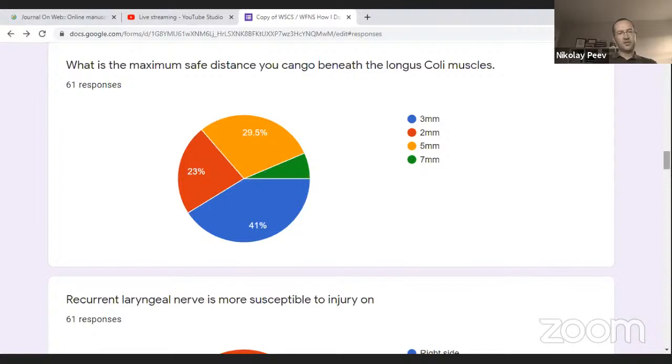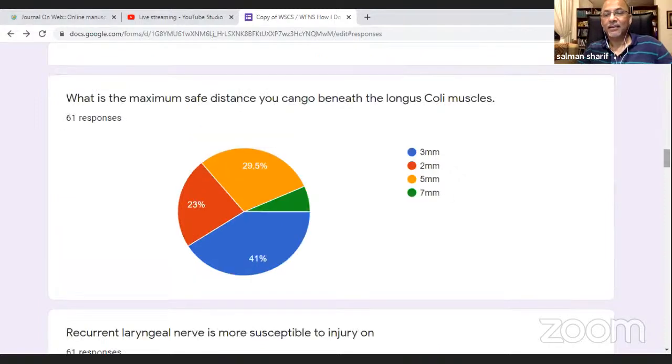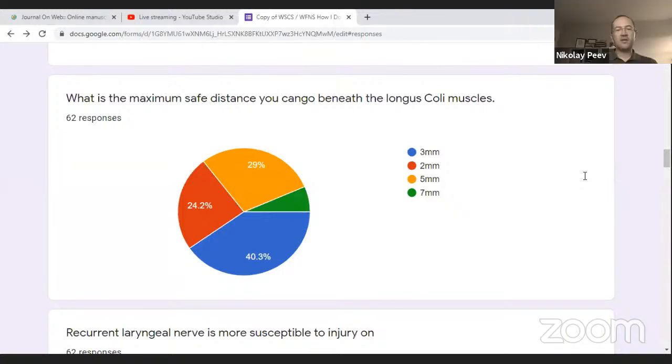Recurrent laryngeal. Oh, sorry, the second question is above. What is the maximum safe distance you can go beneath the longus colli muscle?